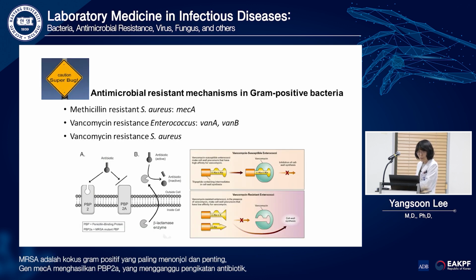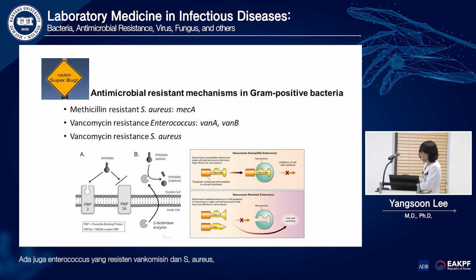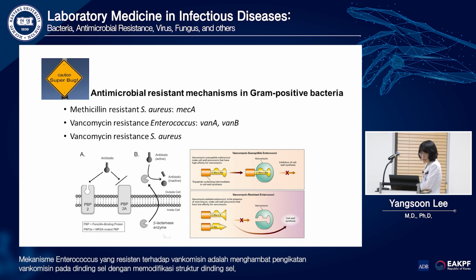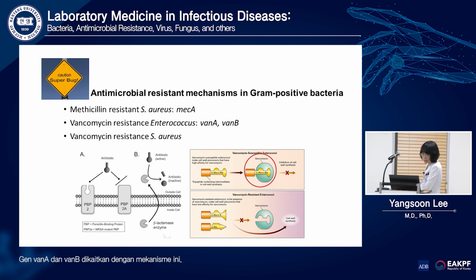MRSA is the most prominent and important gram-positive cocci bacteria. The mecA gene produces PBP2A, which interferes with the binding of antibiotics. There are also vancomycin-resistant Enterococcus and S. aureus. The mechanism of vancomycin-resistant Enterococcus is to inhibit vancomycin binding to the cell wall by modifying the cell wall structure, like this. The vanA and vanB genes are associated with this mechanism.